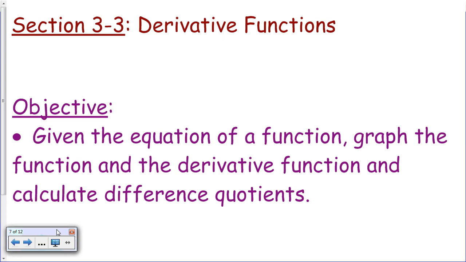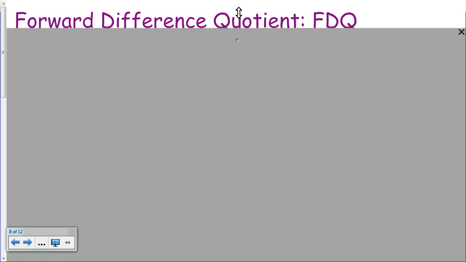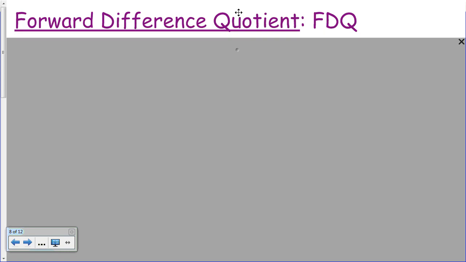Let's start with this idea of a difference quotient. There are actually three different difference quotients that we're going to talk about. The first one is what's called a forward difference quotient, which we will abbreviate as FDQ. The term difference quotient, remember, is a term that we use to describe a derivative actually. It comes from the fact that you're taking a change in y over a change in x. So that change is a difference in both the numerator and denominator, and you're dividing those two, so that's a quotient.